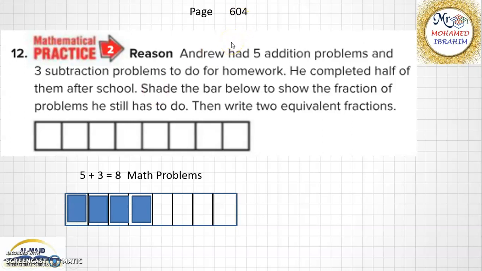Andrew had 5 addition problems and 3 subtraction problems to do for homework. He completed half of them after school. Shade the bar below to show the fraction of problems he still has to do. Then write 2 equivalent fractions. Okay.